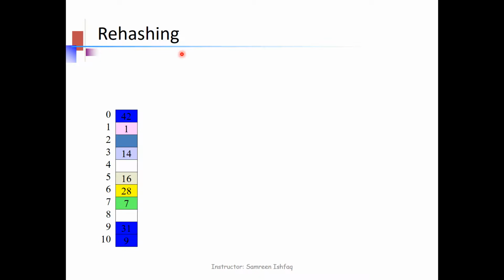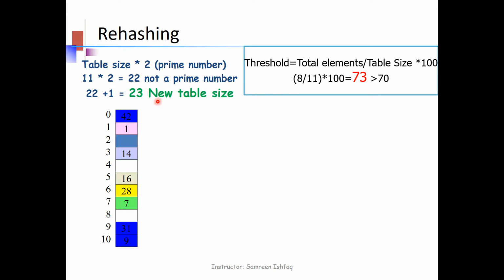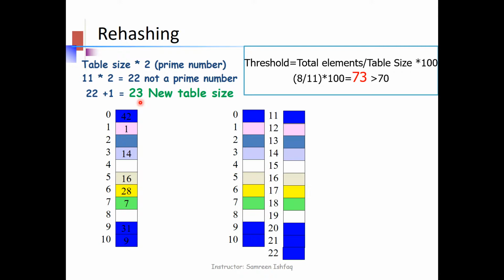So how do we find the threshold value? First of all, count the total number of values that are present in the table. In this table, a total of 8 elements are present. So 8 divided by table size 11 multiplied by 100 is equivalent to 73. And 73 is greater than 70. So we need rehashing. Now we will build another table twice as big and prime. 11 multiplied by 2 is equal to 22. 22 is not a prime number. 22 plus 1 is equal to 23. Yes, it is a prime number. So the size of our new table is 23, from 0 to 22.